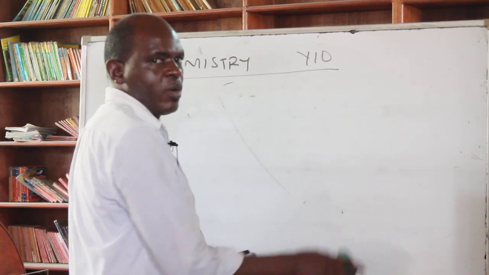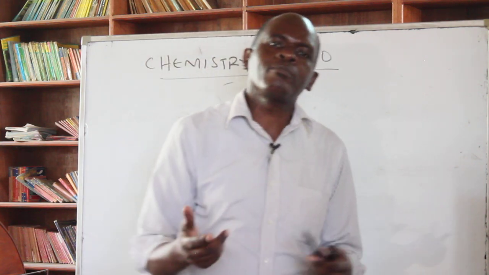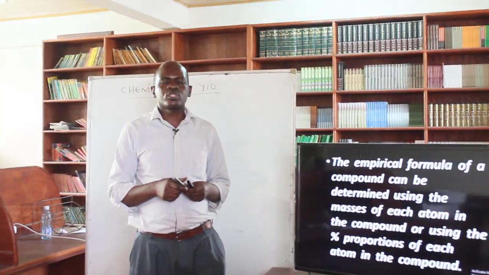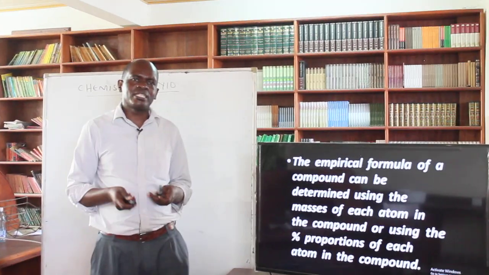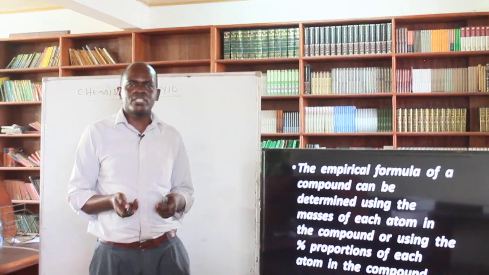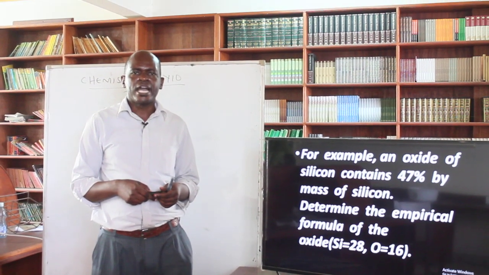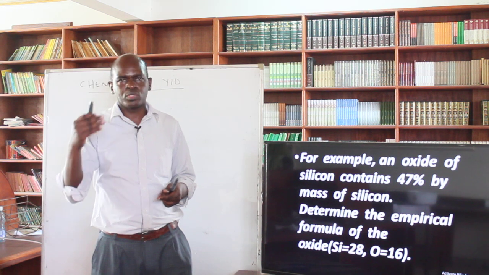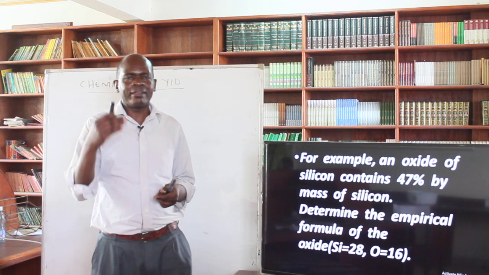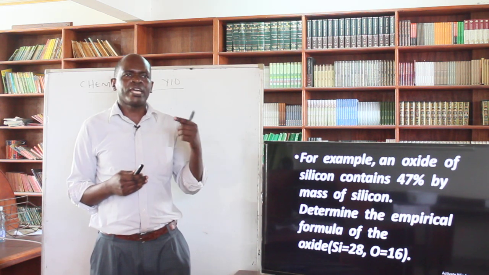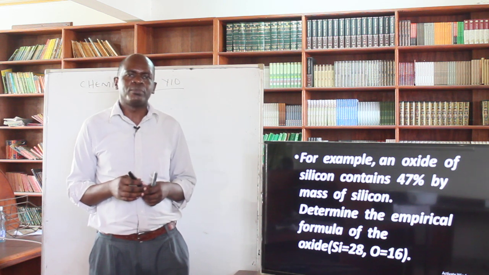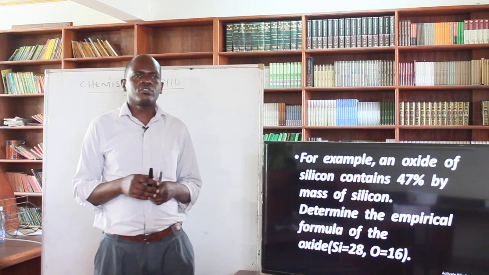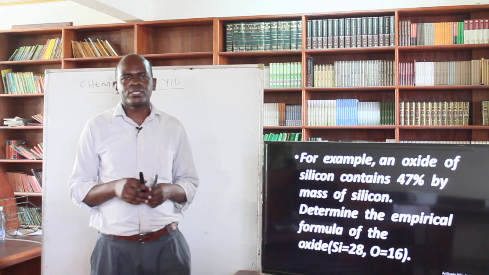So we can either work this out from the masses, if we have been given the masses in grams. We can also work this out from the percentages, if we have been given the percentages of the different atoms. Now, we can't talk about calculations until they are done. Therefore, we have to look at some examples that bring out what we call the empirical formula of a given compound.